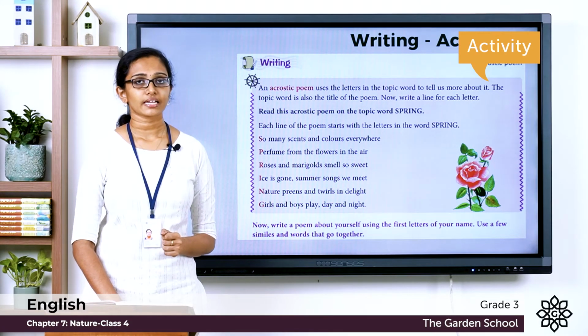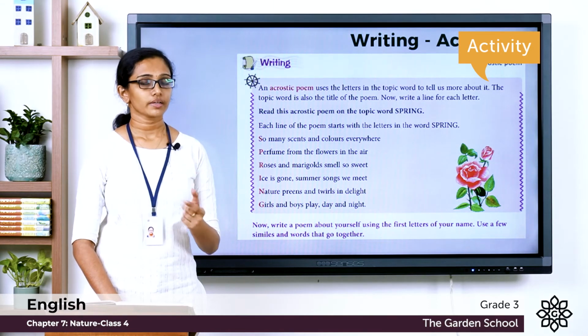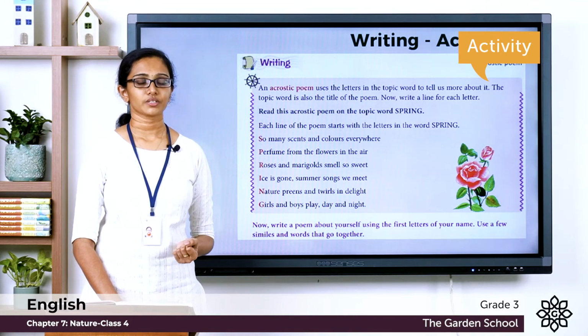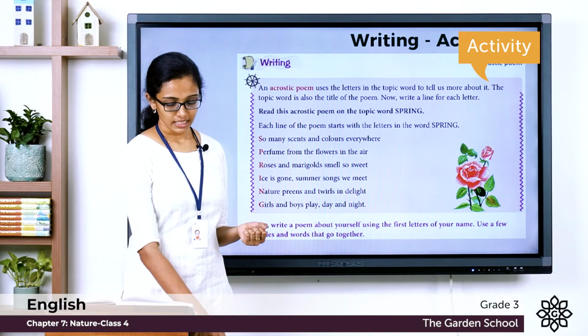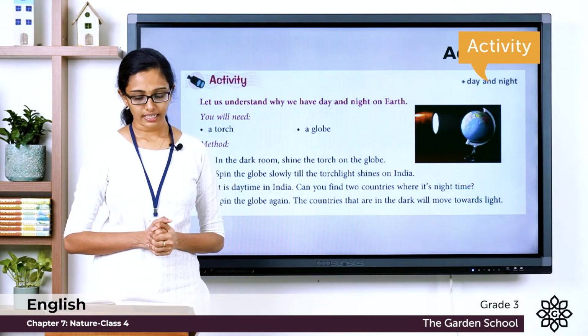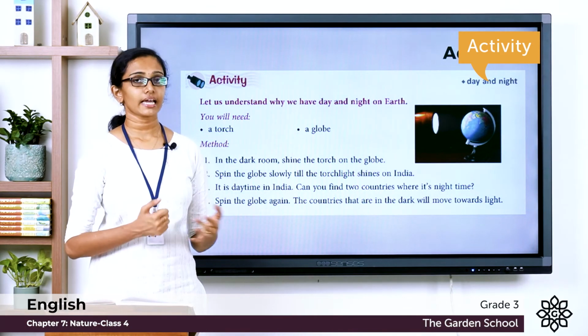So you do this as an activity. Once you have written the poem, you can take a picture and send us through Teams. So let's move on to the next exercise. It is an activity described there, and it is an activity about day and night.